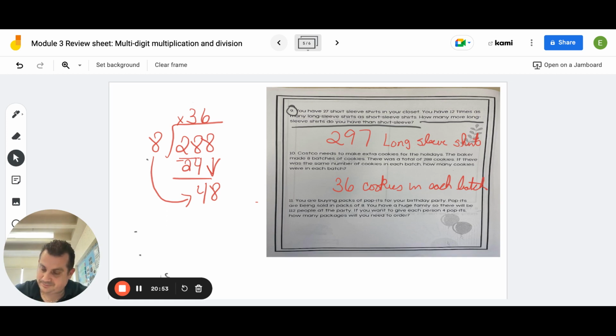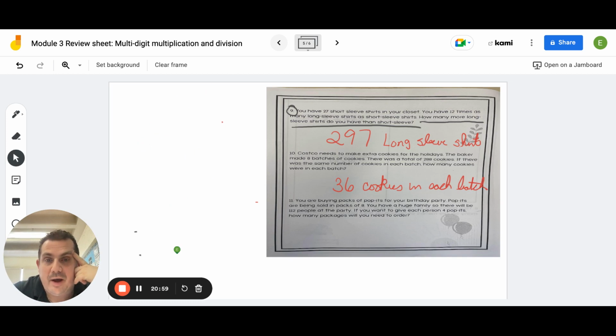And the last question. If you are buying packs of Poppets for your birthday party, Poppets are being sold in packs of 8. You have a huge family, so there will be 112 people at the party. If you want to give each person 4 Poppets, how many packages will you need? So you have to stop and really think about the information that's in the problem. So you're buying packs of Poppets for your birthday party, and they're being sold in packages of 8. So I have 112 people at the party.